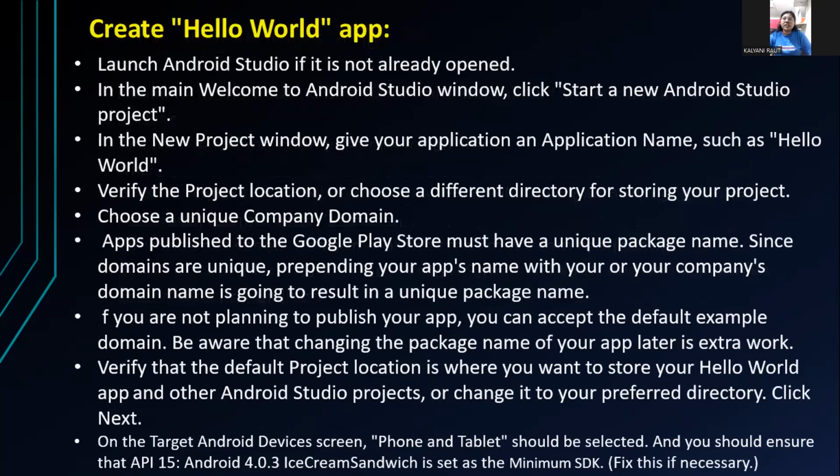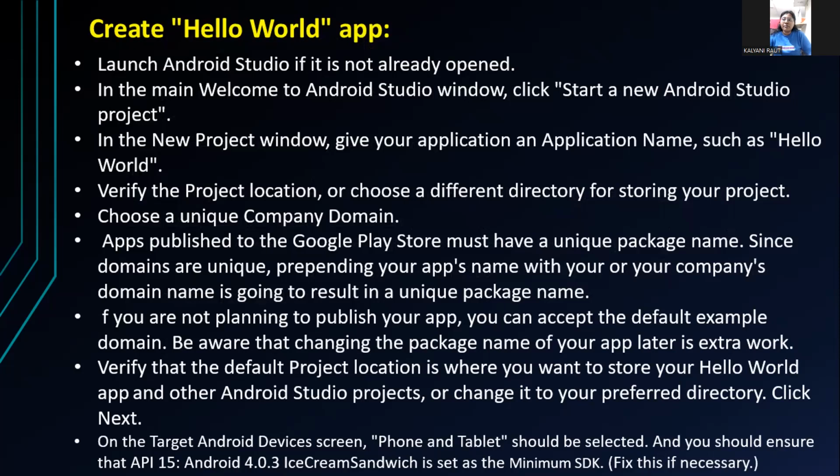So to create the basic app like a Hello World app, we need to launch Android Studio. We need to start a new Android Studio project. Then give a name to the application, that is Hello World. You need to choose a different directory for storing the project. Then the unique domain.